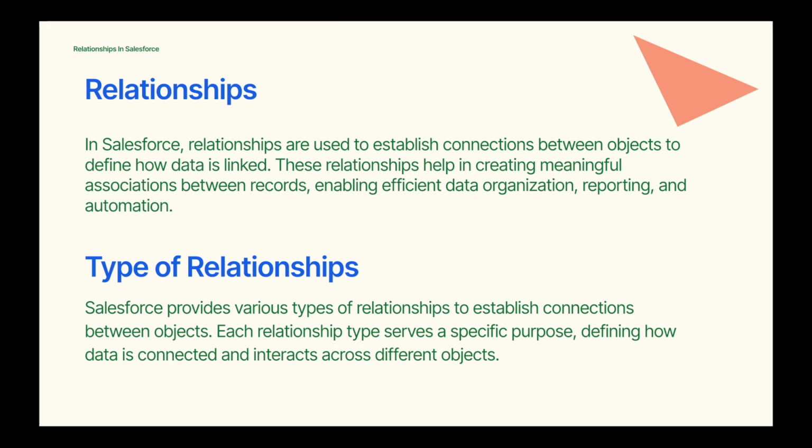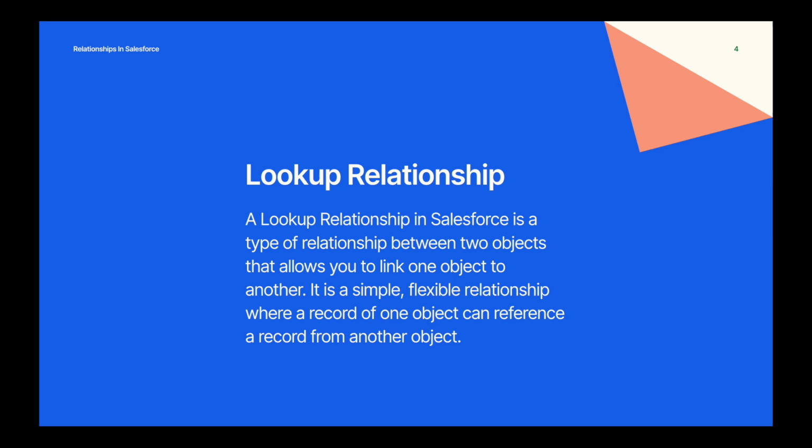Now we talk about what type of relationships do we have. So Salesforce provides various types of relationship to establish connection between objects, and each relationship type serves a specific purpose. Like they will have different requirement, different use case scenario, and that is how the data will be connected among the objects. So at first we'll be talking about lookup relationship.